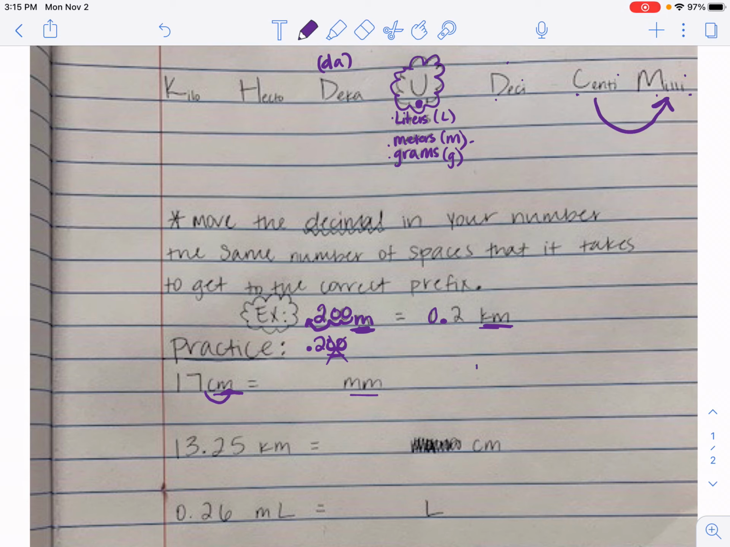So since I had to move it 1 space to the right, I have to fill in a 0 in this empty spot. So it's actually 170 millimeters. Okay, 17 centimeters is the same as 170 millimeters. I'm gonna erase some of my stuff. We're gonna do one more together.